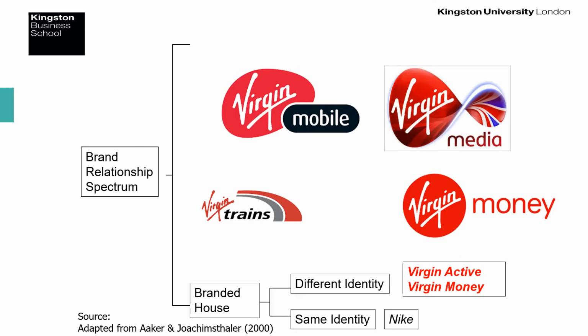So here we have the Virgin branded house again, and you can see that there is quite a lot that unifies these various bits of Virgin's business. They do have slightly different identities. It's not exactly the same. And so that's why the sub strategy, branded house different identity, is appropriate here. And the final strategy, branded house same identity, as I mentioned earlier, an excellent example is Nike. Total consistency of branding across everything they do.